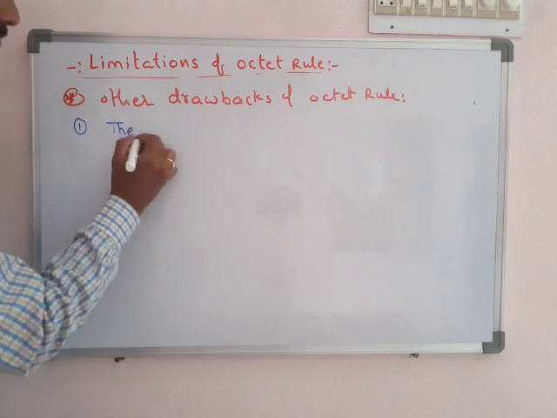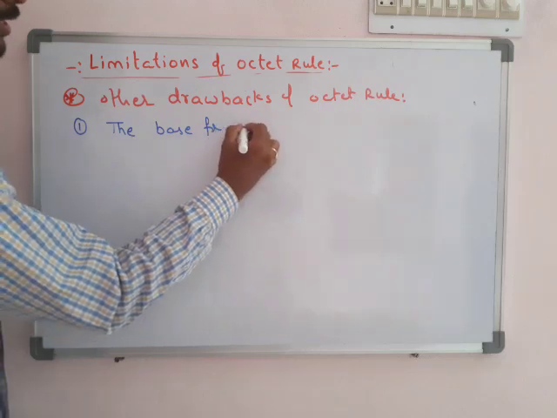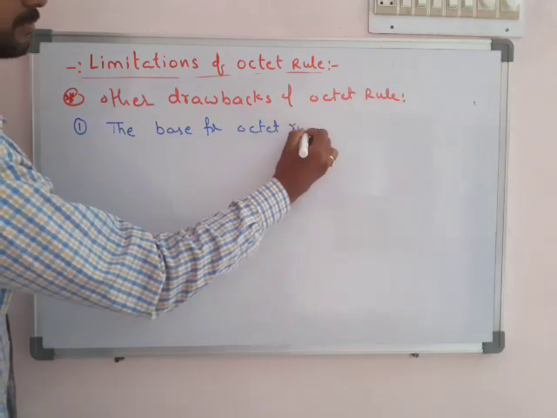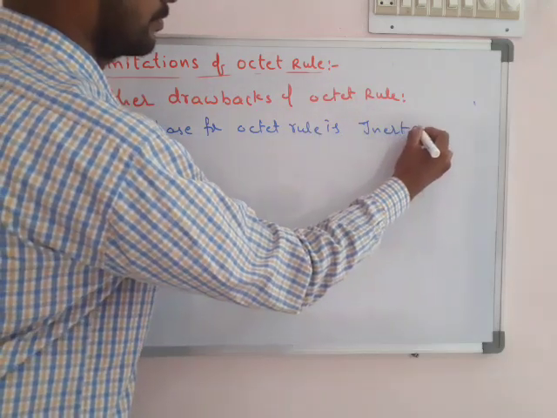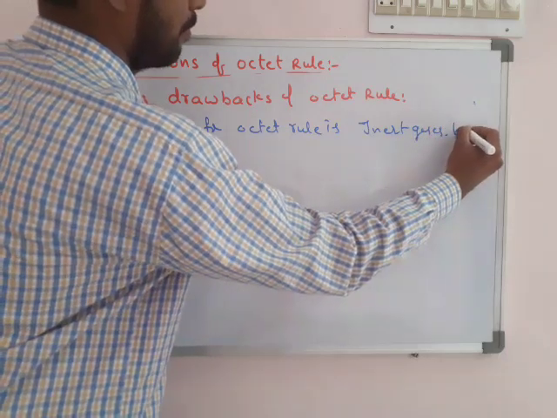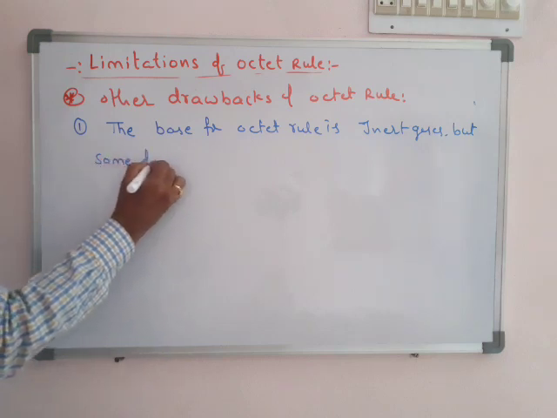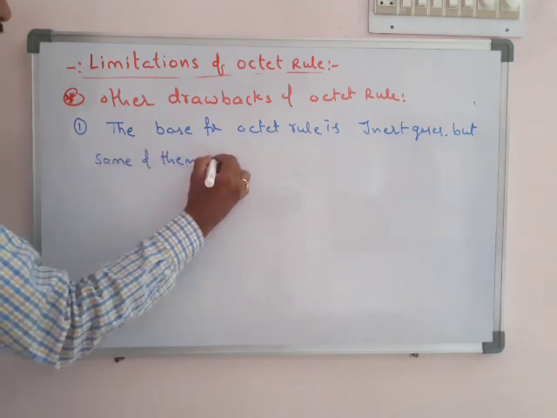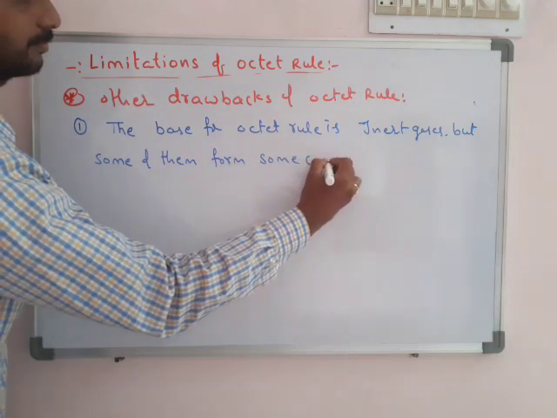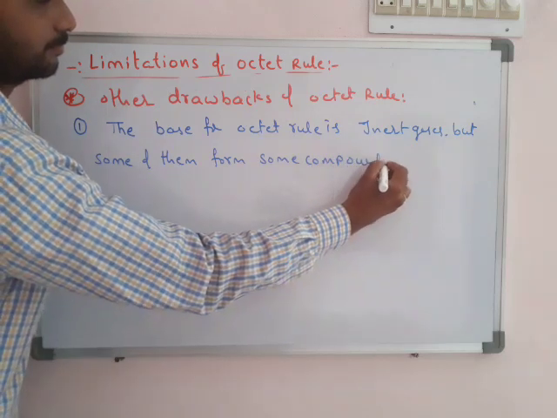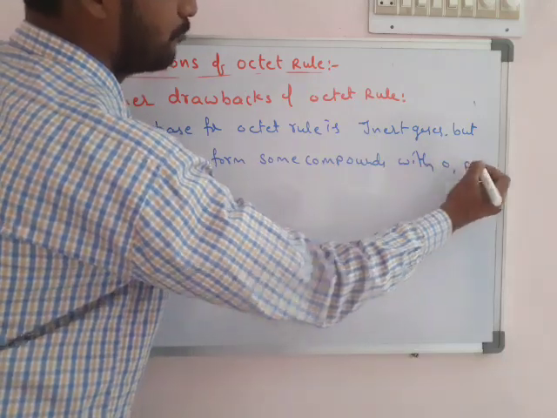The basis for the octet rule is inert gases, but some inert gases are able to form some compounds with oxygen and fluorine.